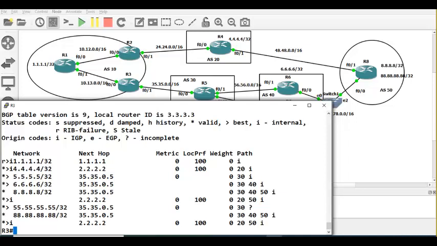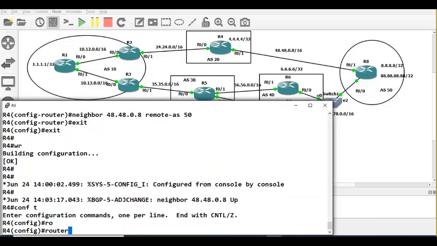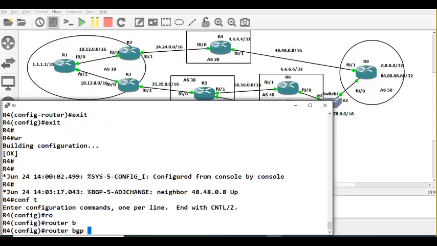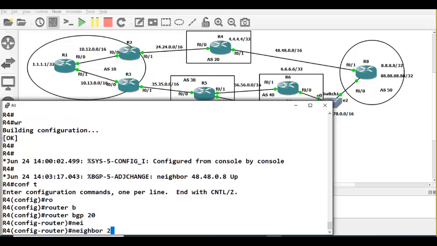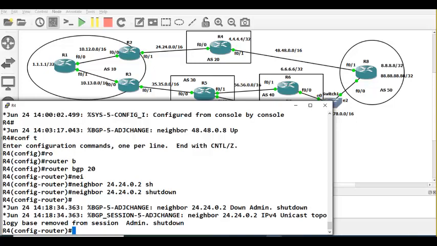So if router 3 has two paths to that destination, and if one path goes down, then it will automatically switch. Yes. So let us do that. Let me shut down this neighbor. I'll go to router 4 and then I'll say router BGP 20, neighbor 24.24.0.2. You know who this is? Shut down. So I have shut it down.